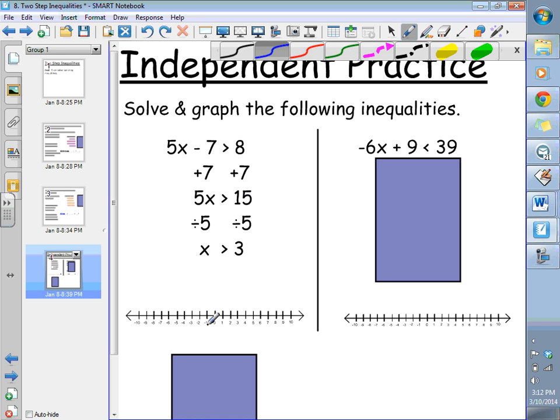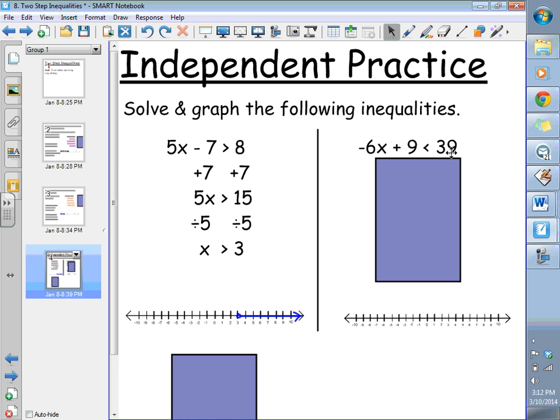Okay, so we graph it and we get an open circle at 3. X is greater than 3, so we go right. And it looks like that. Wow, that's a straight line. Okay, like that line tool.